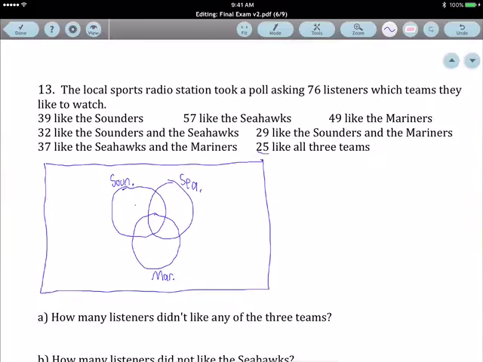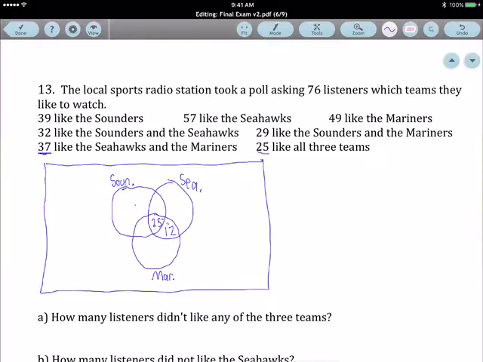So it says 25 like all 3 teams. So we put a 25 in the middle. So then, when it says 37 like the Seahawks and the Mariners, how do we figure out what goes in this section here? Subtract the 25 that's like all 3. So that goes to 12. Right. These 2 sections together add up to 37, but we subtract 25, and it's 12.